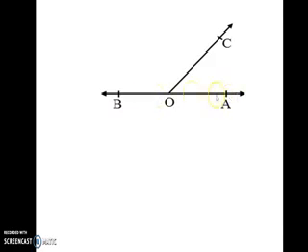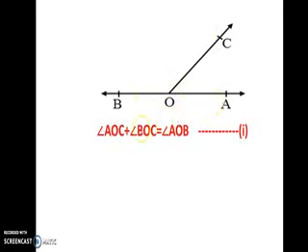Now, can we write angle AOC plus angle BOC is equal to angle AOB? Yes, we can. You know that when two angles are adjacent, then their sum is always equal to the angle formed by the two non-common arms, isn't it?